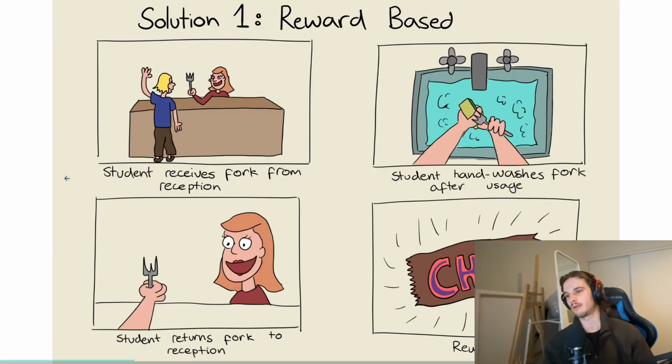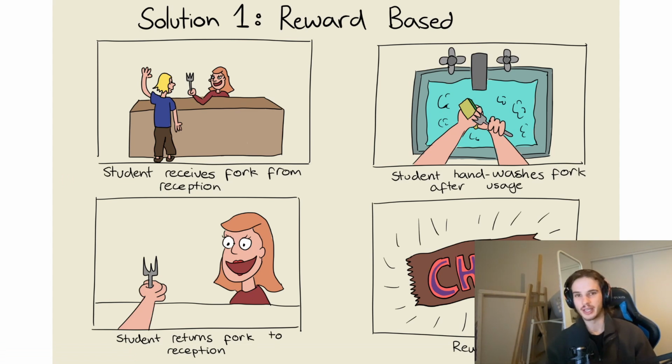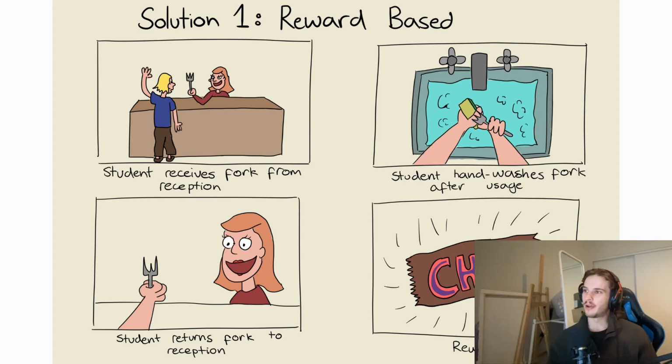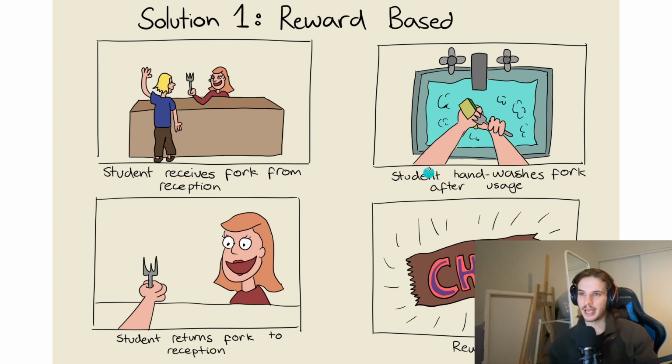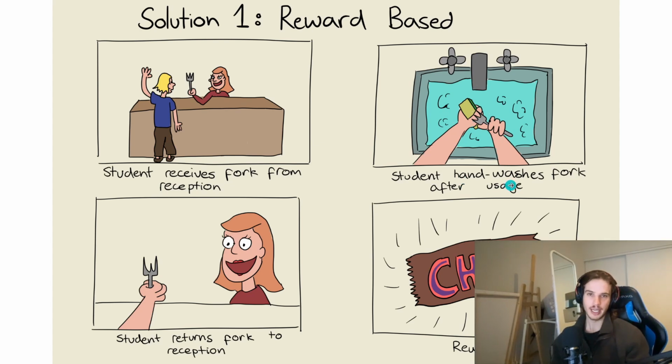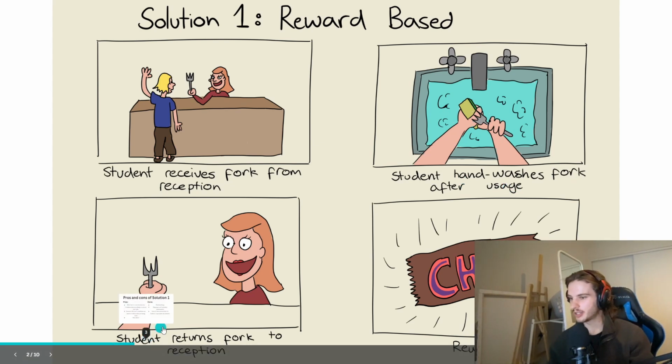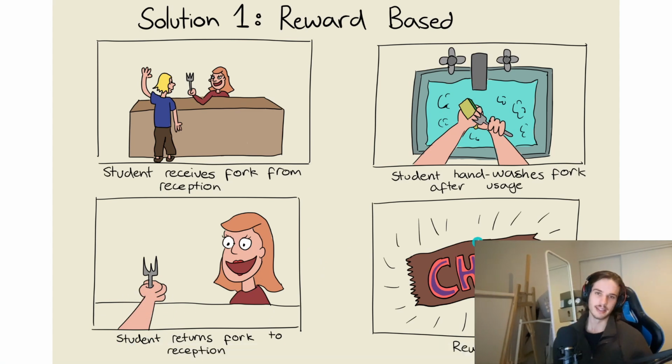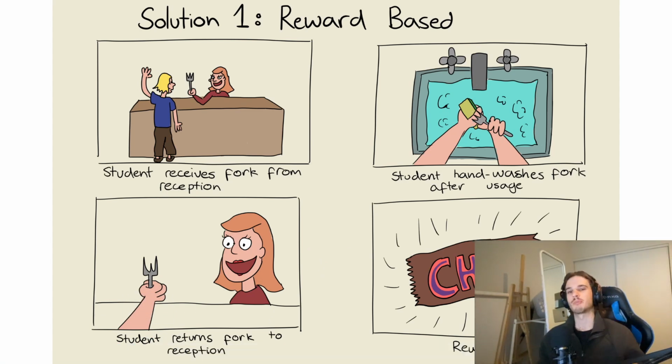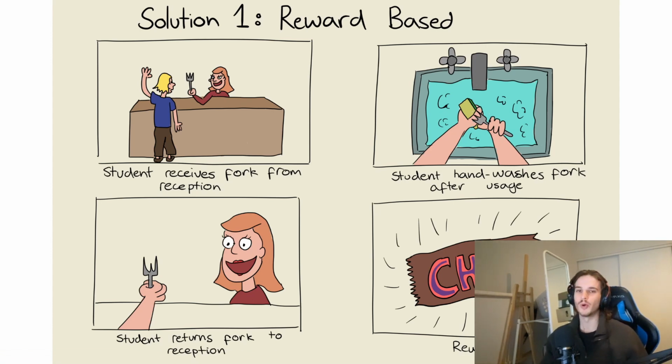So here's our first design solution, which would be a reward-based solution. And all of these illustrations are done by me. So for our panel 1 up here, student receives fork from reception. And the second step would be the student hand washes their fork after eating and after using it. Third step, student returns fork to reception, and then they get a little chocolate reward or some small reward and incentive.